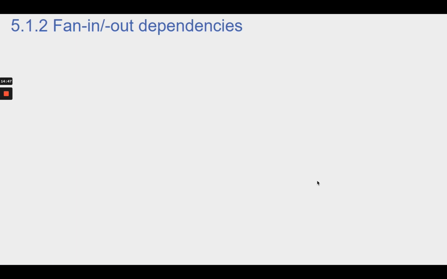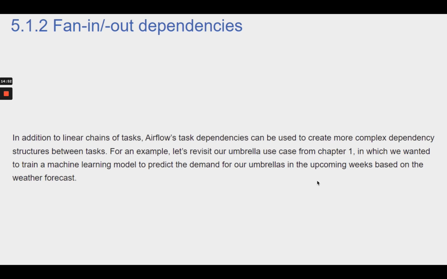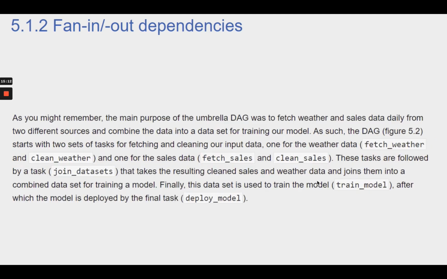Section 5.1.2. Fan-in/out dependencies. In addition to linear chains of tasks, Airflow's task dependencies can be used to create more complex dependency structures between tasks. For an example, let's revisit our umbrella use case from Chapter 1, in which we wanted to train a machine learning model to predict the demand for our umbrellas in the upcoming weeks based on the weather forecast. As you might remember, the main purpose of the umbrella DAG was to fetch weather and sales data daily from two different sources and combine the data into a dataset for training our model.